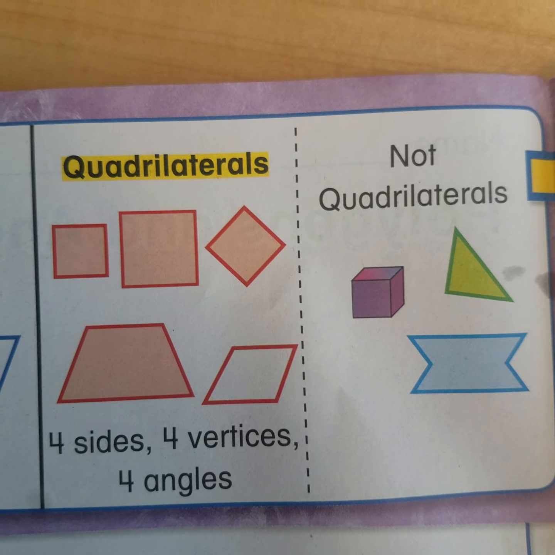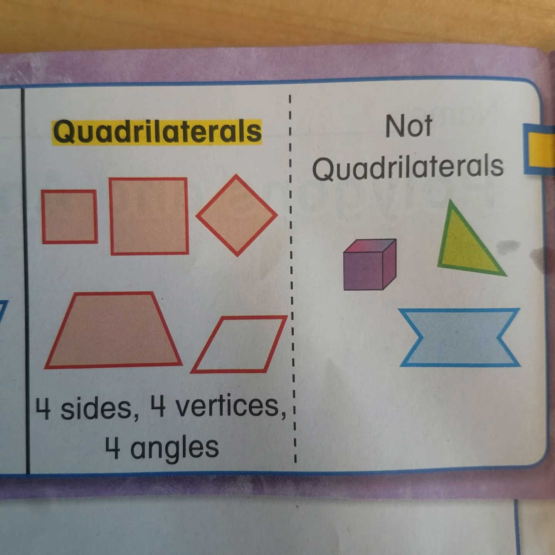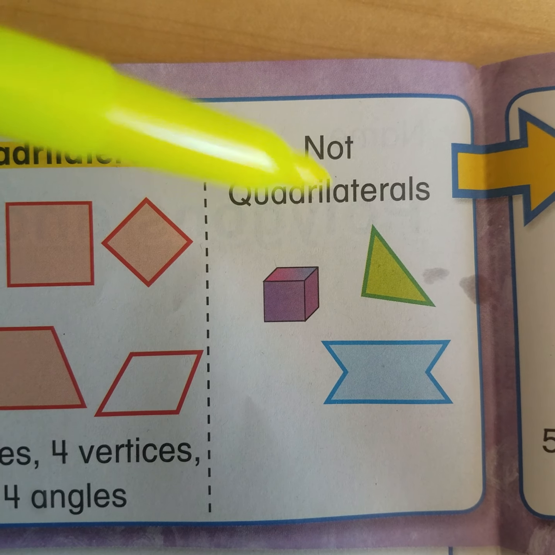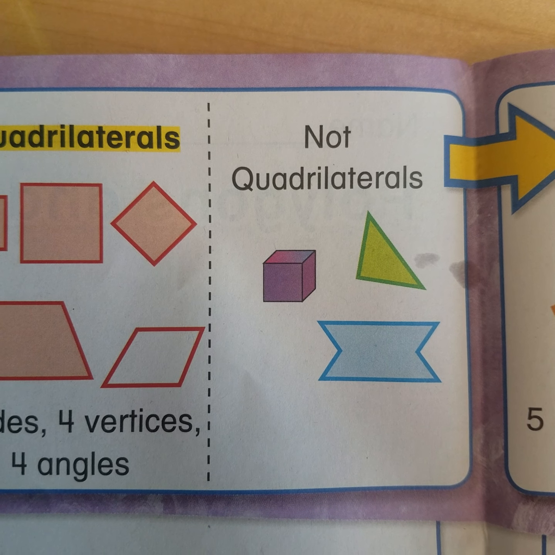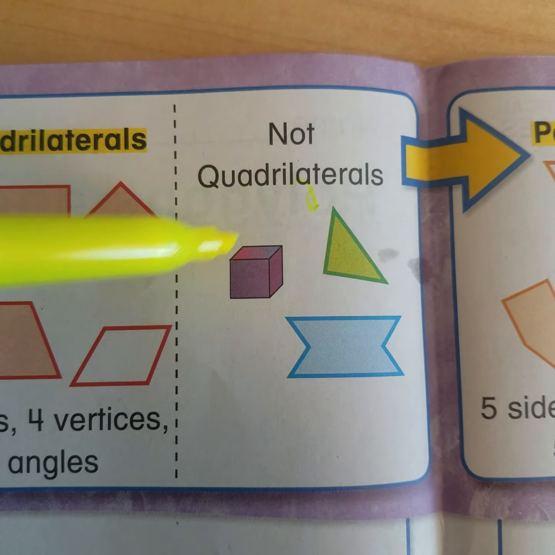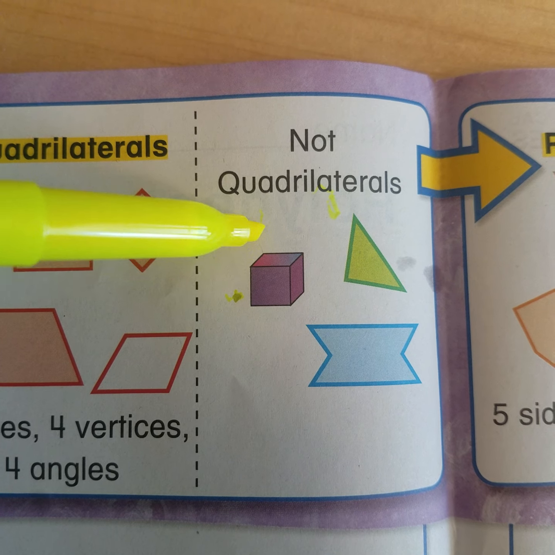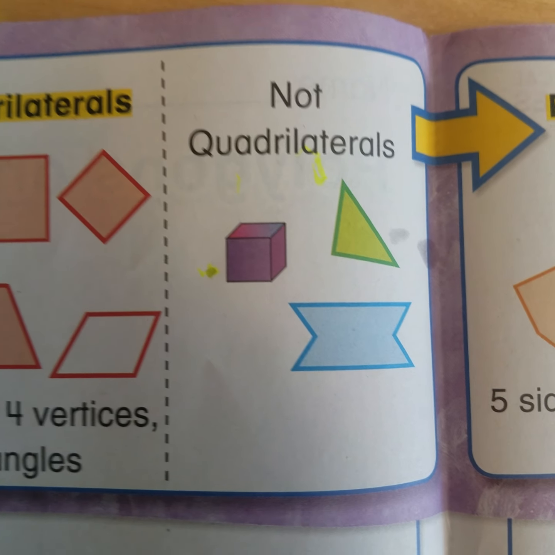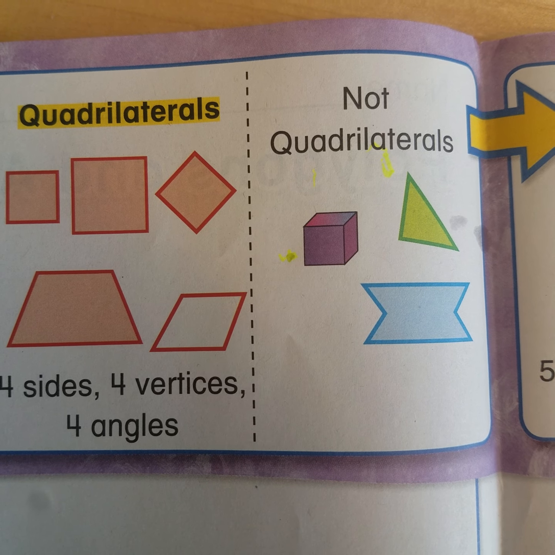Quadrilaterals are another type of polygon. Quadrilaterals have 4 sides, 4 vertices, and 4 angles. And these guys right here, not quadrilaterals. This only has 3 sides. This has many, many different vertices. Because that's a cube, so that's got way too many vertices to be a quadrilateral. And then same thing here, too many sides. Okay, quadrilaterals, 4.